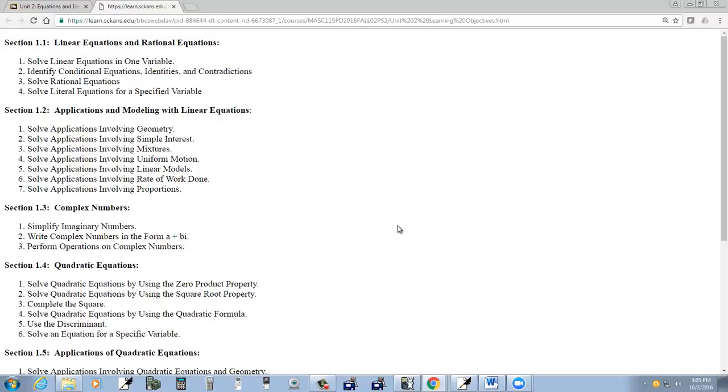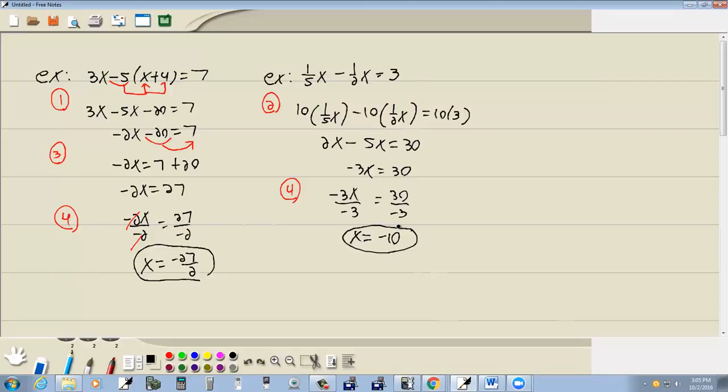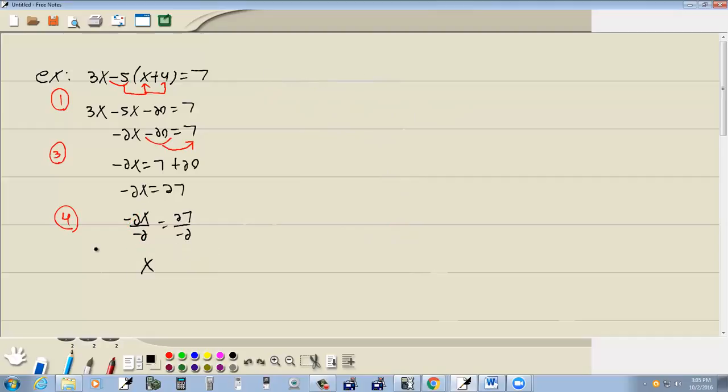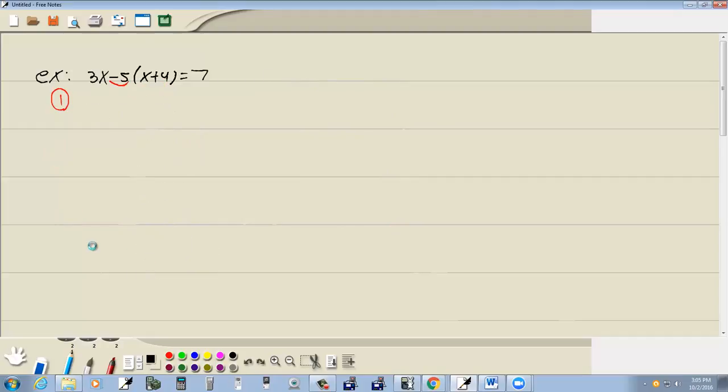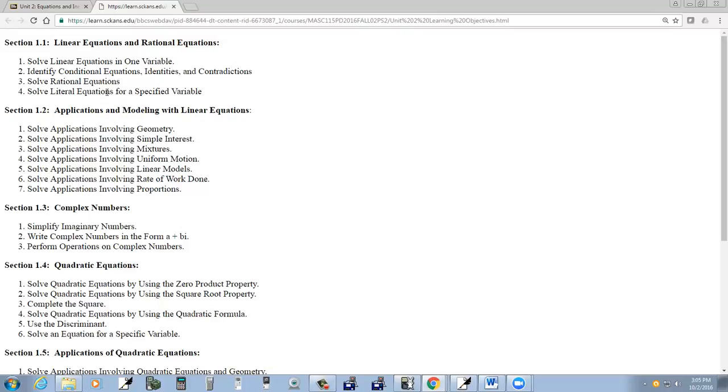Now the second item here, identify the conditional equations, identities, and contradictions. Let me talk about that briefly. Okay, you work a problem down, and all of a sudden your x disappears that you're solving for, and you end up with something that can't be true, like 2 is equal to 3. At that point, when you come up with something that cannot be true, you come over here, and these are your 3 types. It's a contradiction.